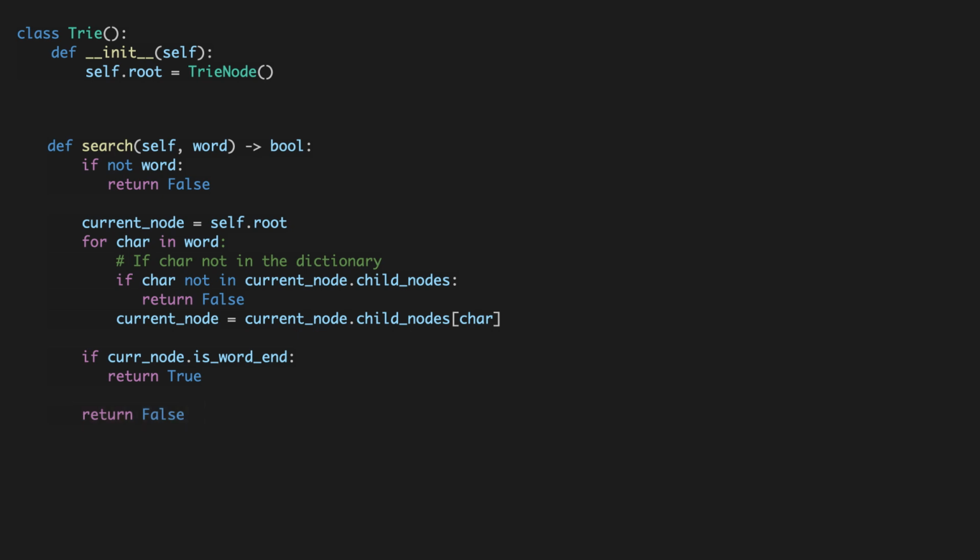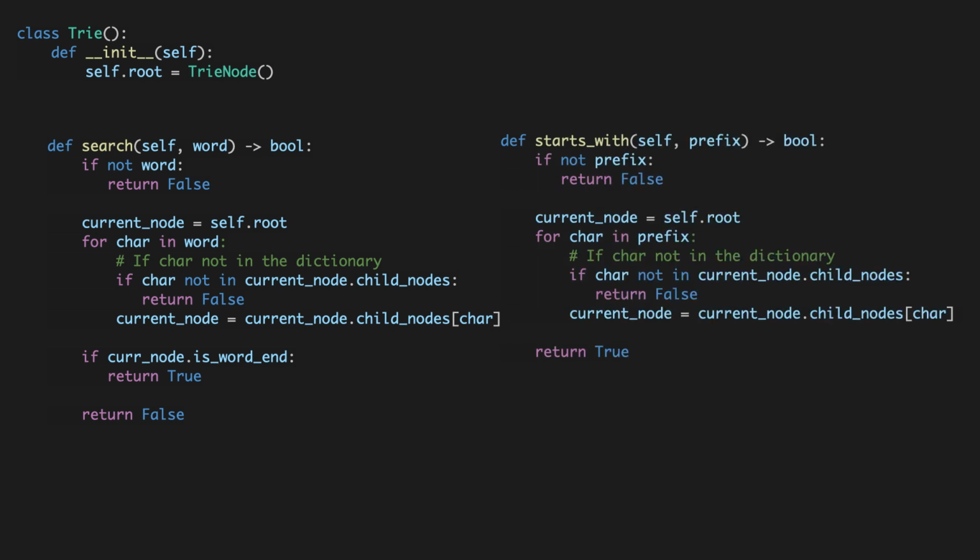The next operation is to check whether a certain prefix exists in the trie. This operation is called starts with, and it takes a prefix as a parameter. So the main difference between this and the search function is that at the end, there is no need to check for the isWordEnd flag. It returns true if it successfully traverses all the characters of the prefix. The space and the time complexity of both these operations is O of L, given that L is the length of the word or the prefix.